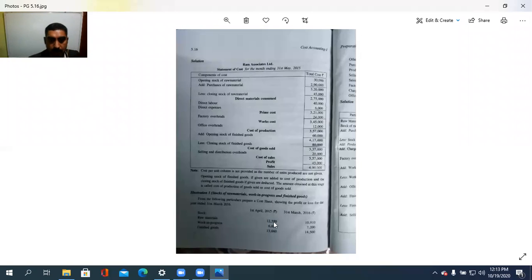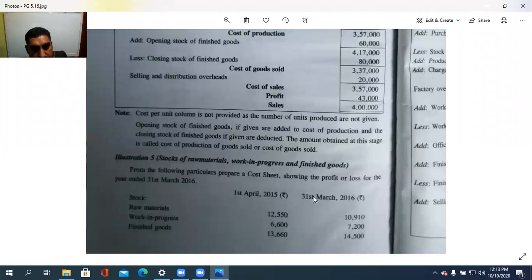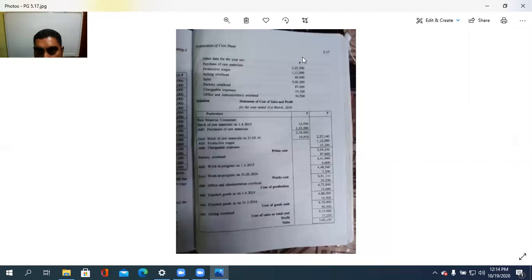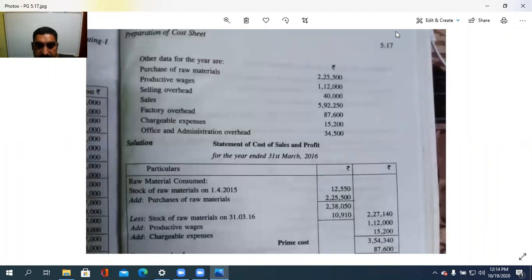See, this is the problem. Stock of raw materials, work in progress, and finished goods. So, see the opening with regard to each and everything and closing with regard to each and everything. And the items are here. Other data: purchase of raw material, productive wages, selling overhead, sales, factory overhead, chargeable expenses, and office and administration overhead. The rest are all directly given. We need to adjust that.